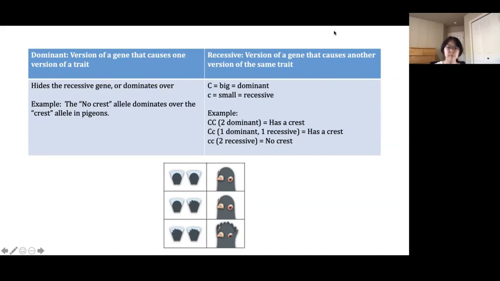How we represent this with letters, and this will come up in a later slide and it's pretty important, is that we use an uppercase letter to represent the dominant gene because it is big. And we use a lowercase letter to represent the recessive gene because it is kind of small and hides away. This is actually very important coming up. So make sure to remember that an uppercase C, or any other uppercase letter, equals dominant and a lowercase letter equals recessive.